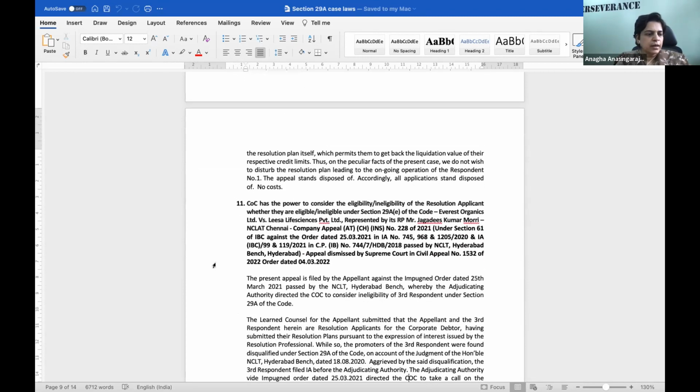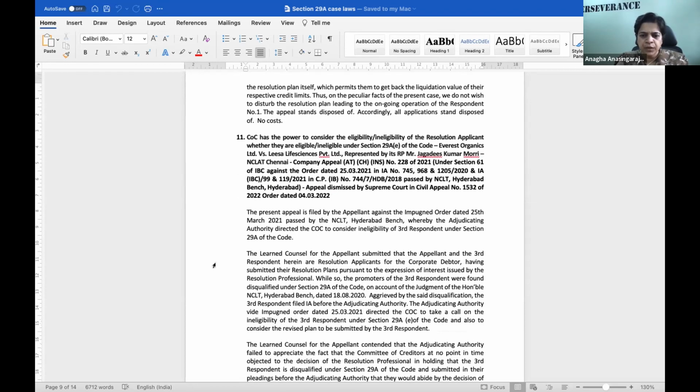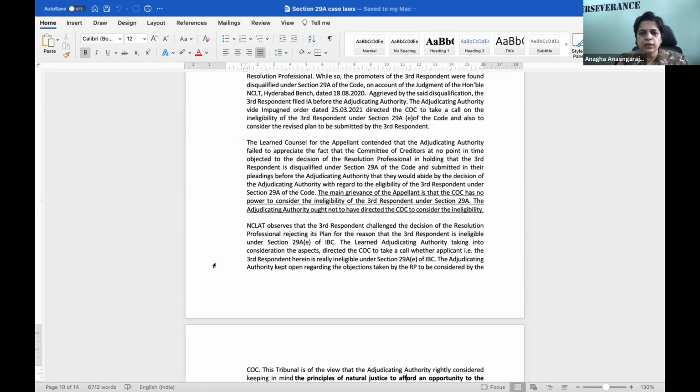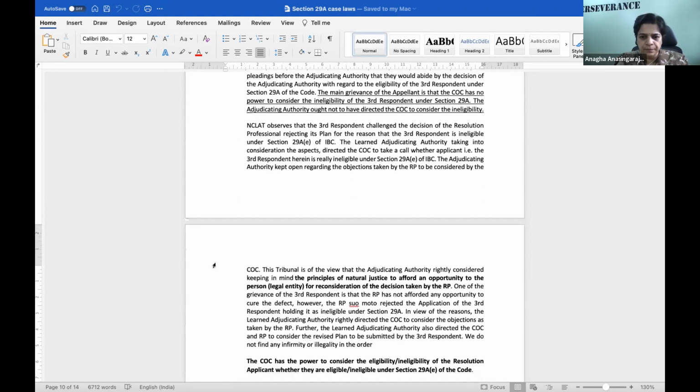Now, this next case is where again the question discussed was who has the power to consider the eligibility or ineligibility of the applicants under 29A. So here again it was held that the COC has the powers to consider the eligibility or ineligibility under 29A, where the main grievance of the appellant was that the COC did not have the power to consider that. It was overturned, and the NCLAT has observed that the COC does have the powers to take that decision.